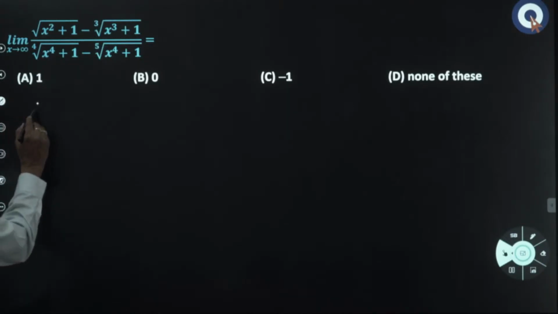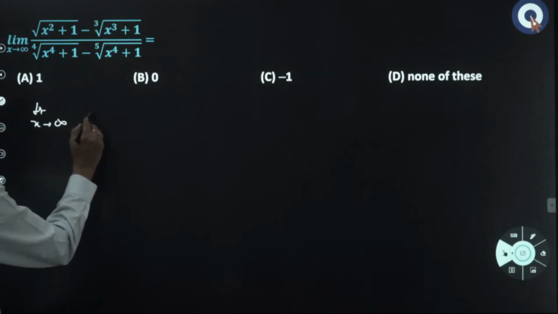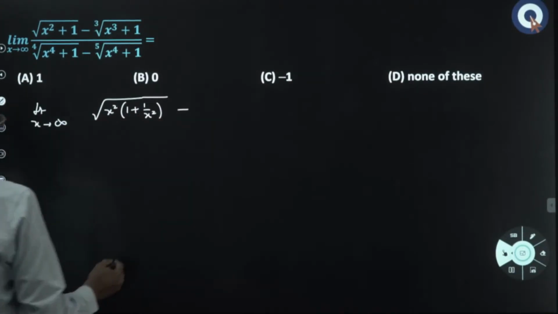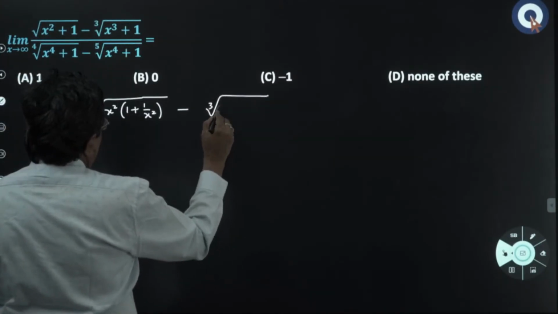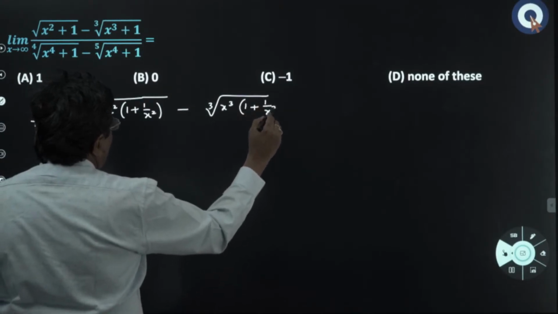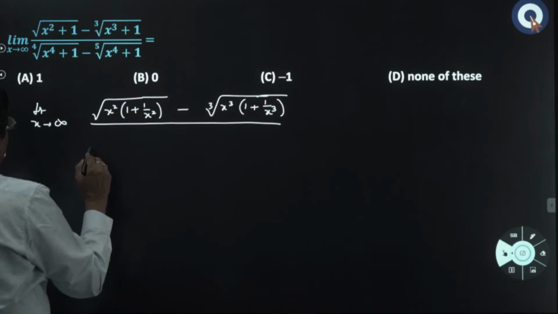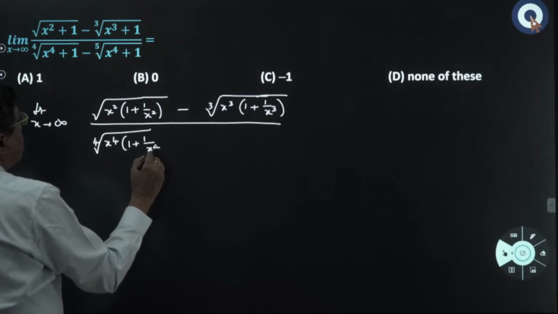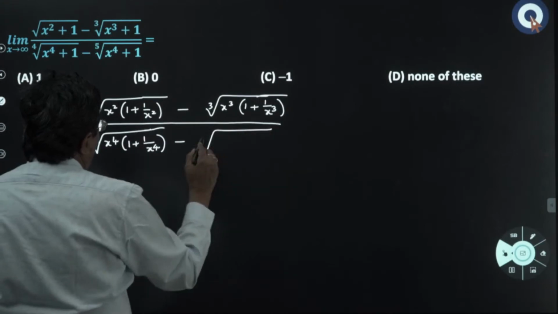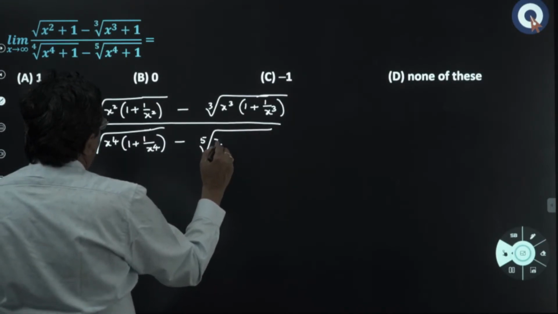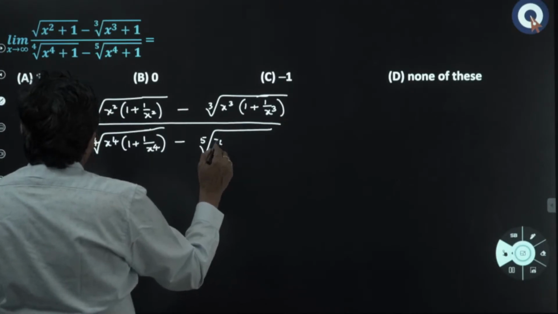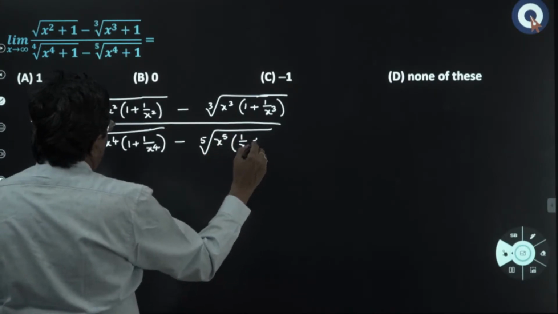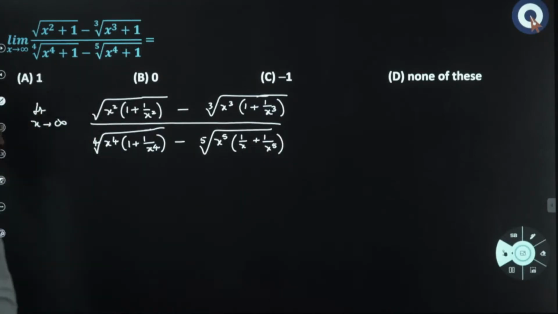So as limit x tends to infinity, we can write this as x square into (1 plus 1 by x square) minus cube root of x cube into (1 plus 1 by x cube), by 4th root of x power 4 into (1 plus 1 by x power 4) minus 5th root of x power 5 into (1 plus 1 by x power 5), like this we'll write.